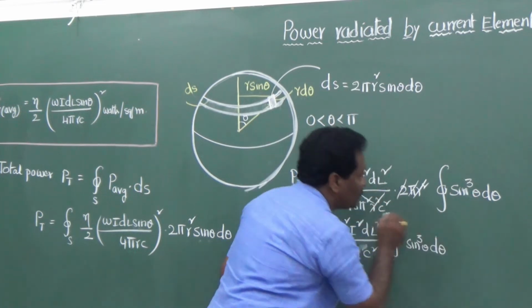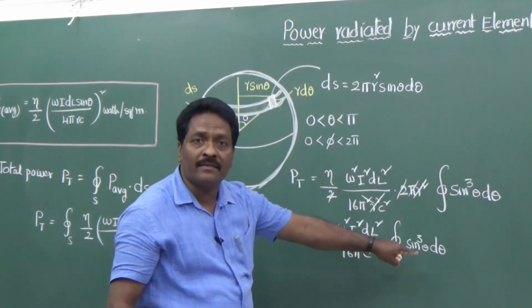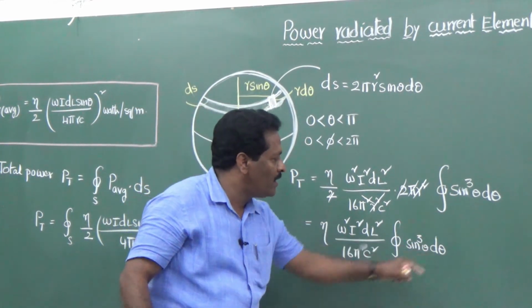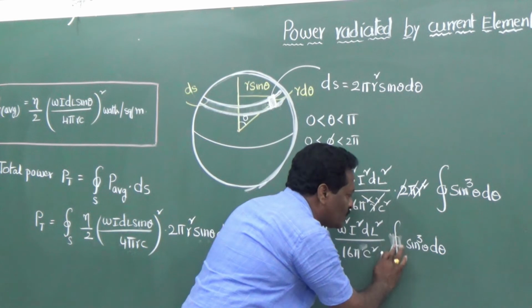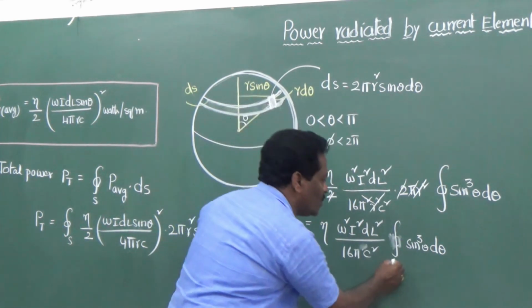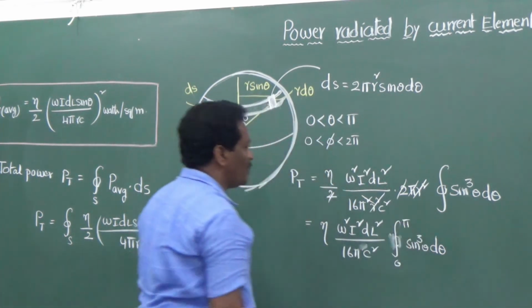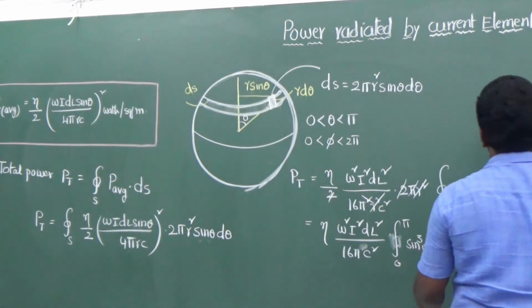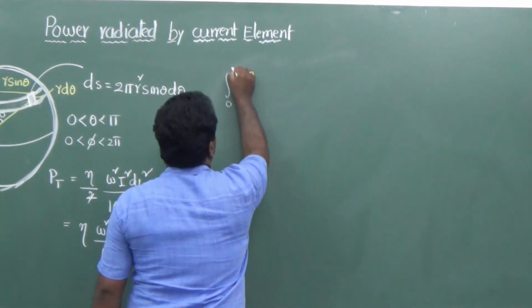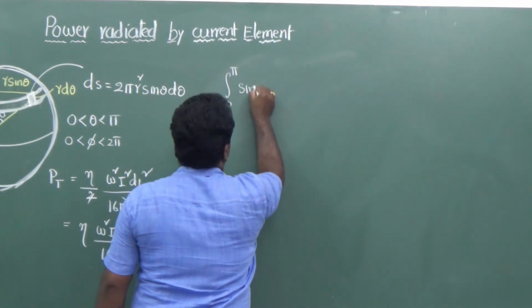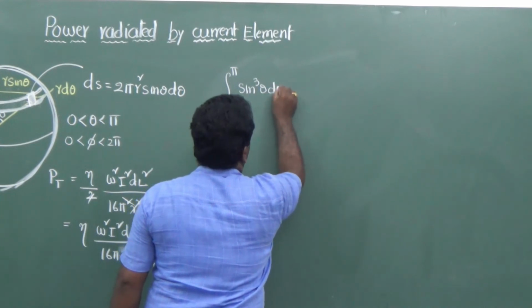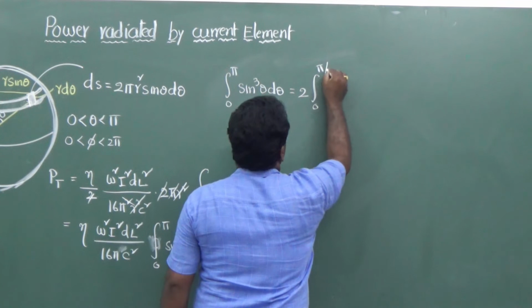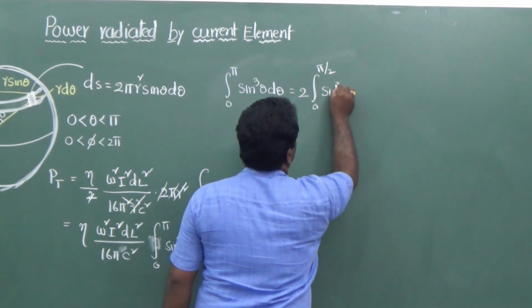So from your elementary mathematical concepts, what is the value of the integral of sin cube theta d theta? This integration should be carried from which values? 0 to pi. How to integrate this from 0 to pi? Then you know very well: integral 0 to pi of sin cube theta d theta is equal to 2 times the integral 0 to pi by 2 of sin cube theta d theta.